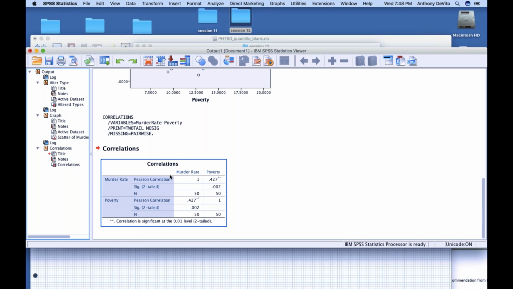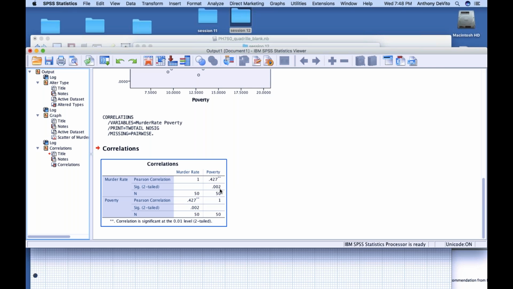Well, our Pearson's correlation comes out to be 0.427. So that's pretty close to a half. So it's not 0, it's not 1, it's not a perfect correlation, certainly, but it does appear that we have some association between the poverty rate and the murder rate. Okay, and is that statistically significant? Can I toss out the idea that there's no association? In other words, r is equal to 0, that there's no association.